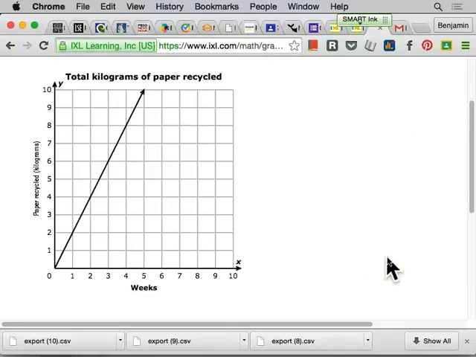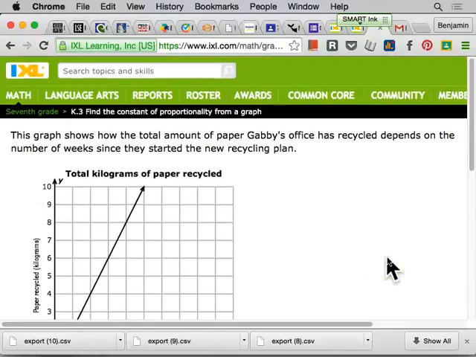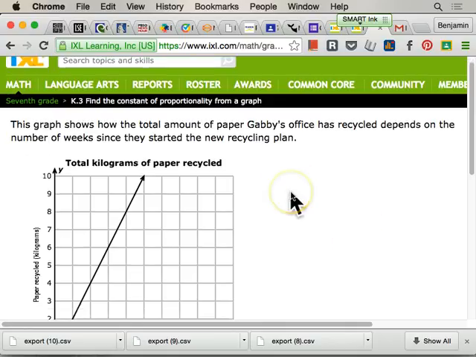Hi everyone, today I'm going to teach you how to do IXL K.3. Find the constant of proportionality from a graph. So let's start off with our first example problem.